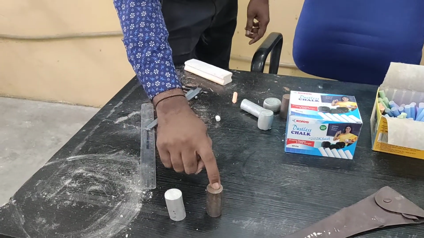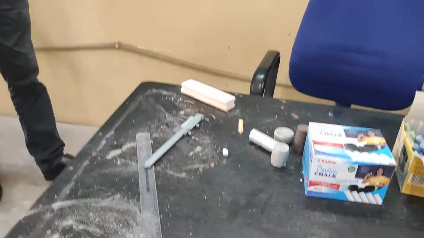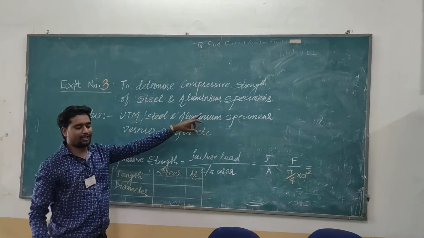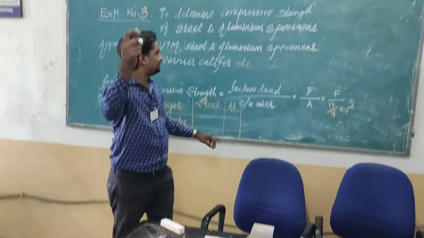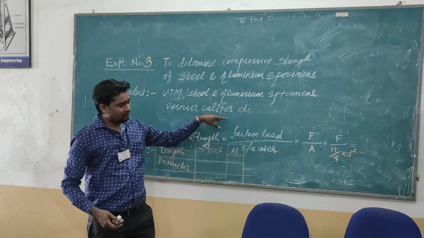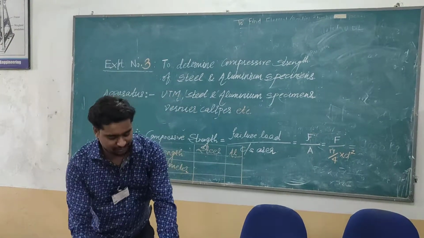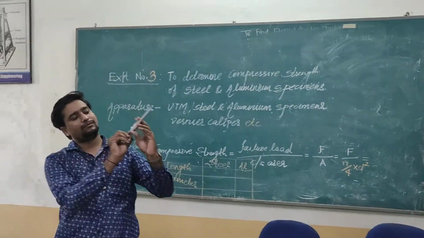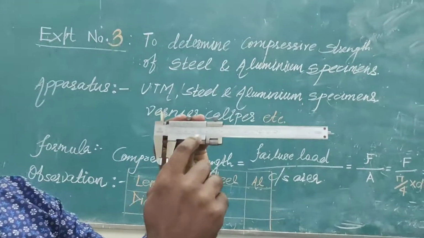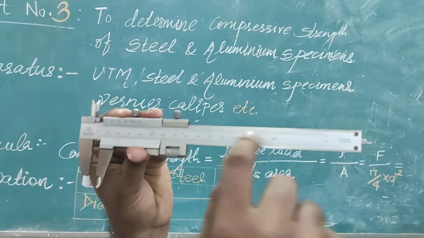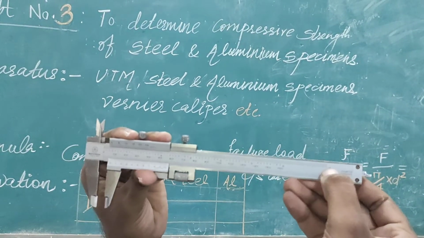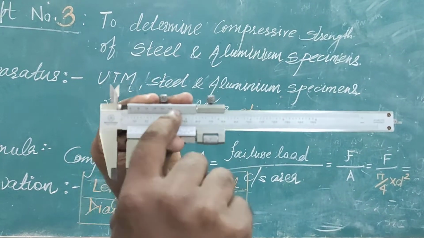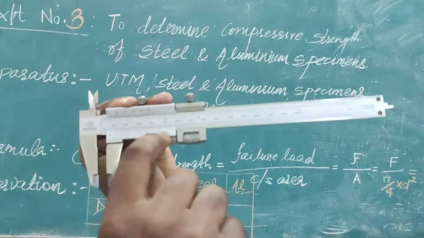Aluminum and steel specimens. The apparatus required for these experiments are a universal testing machine, steel and aluminum specimens, and a vernier caliper for measuring the dimensions of these two samples. So this is the vernier caliper. It has two scales. This is the main scale, which is in mm and also in inch. Then two vernier scales are there. One is in inch, another one is in mm.